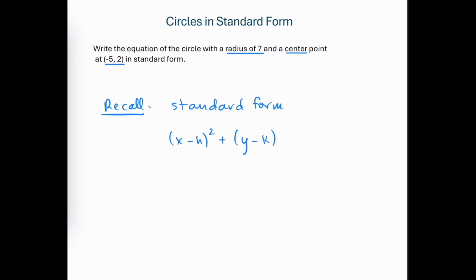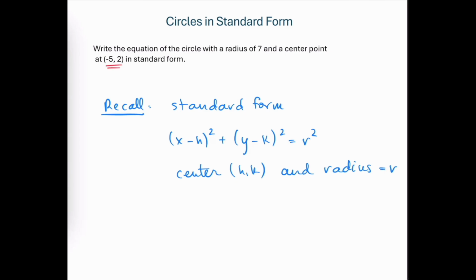Write the equation of a circle who has a radius equal to 7 and a center point at (-5, 2). Let's recall that the standard form of the equation of a circle is (x - h)² + (y - k)² = r². And this is the equation of a circle that has the center point located at (h, k) and the radius, which is the value of r.